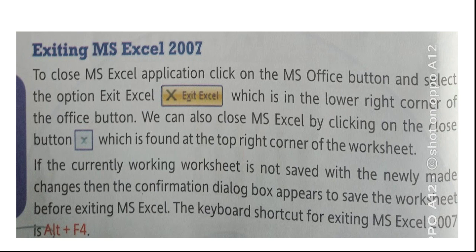The keyboard shortcut for exiting MS Excel 2007 is Alt F4. Simultaneously pressing Alt and F4 will exit the Excel sheet. Now I think we have come to the end of this part.